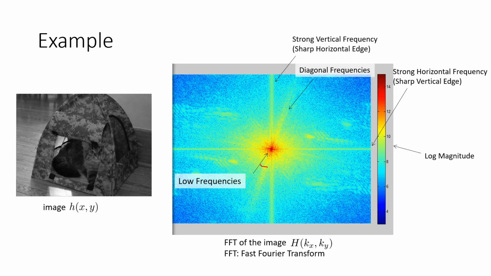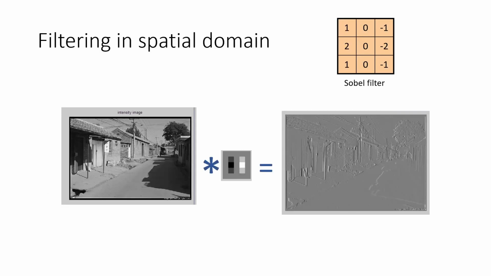However, I don't want to go into that here. I think for the Fourier transform, that's enough for us, right? And here, this is the Sobel filter. When we apply the Sobel filter, we will generate this result.